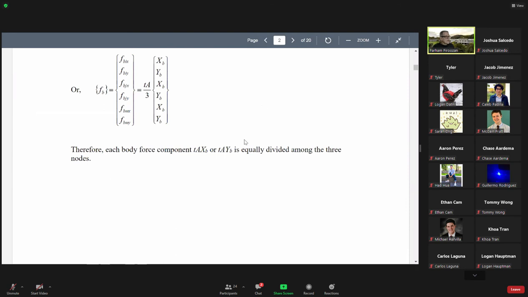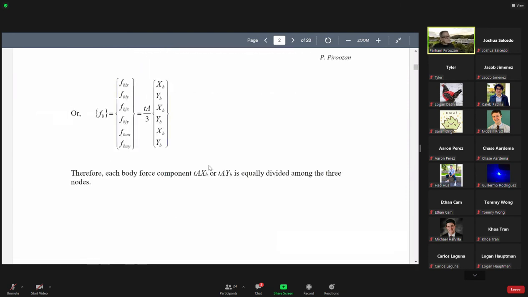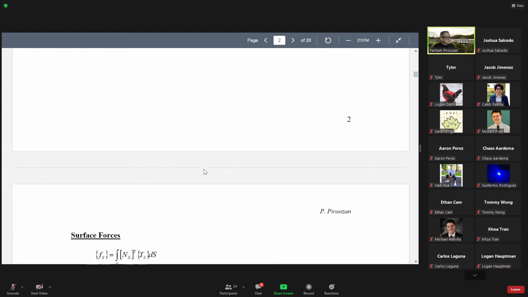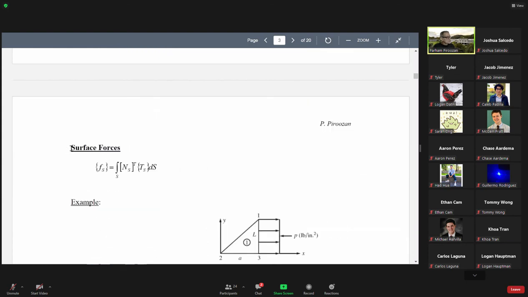All right, now any questions on this before looking at surface forces? That was for body forces.